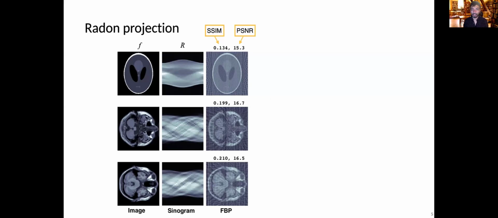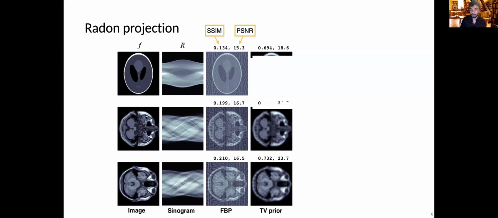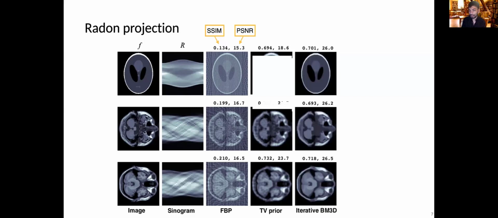So once you do a very naive inversion, this is filtered back projection, which has a very poor prior over the X, you get reconstructions that look like this. On top are two numbers, PSNR and SSIM, both need to be higher for good reconstruction. So with the better prior, this is TV prior, the reconstructions look better. This is iterative BM3D. This is one of the top performing methods for denoising.